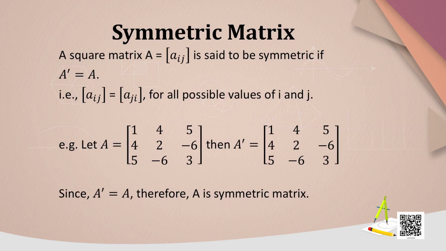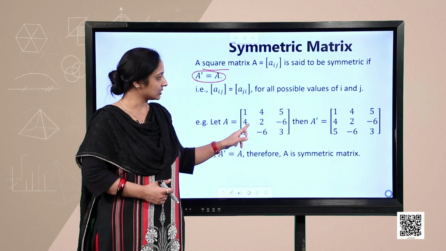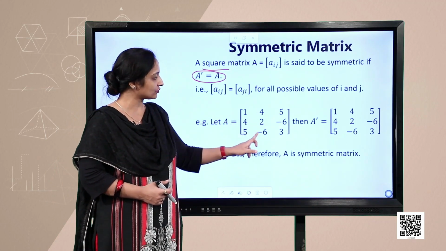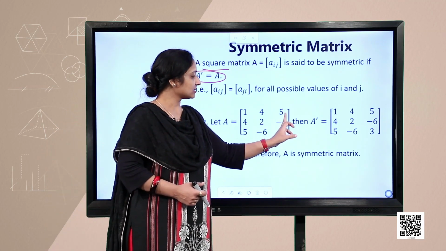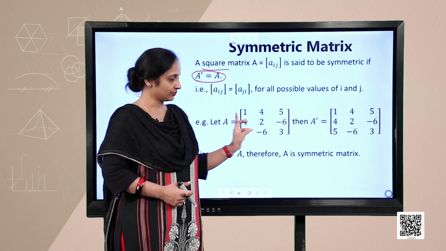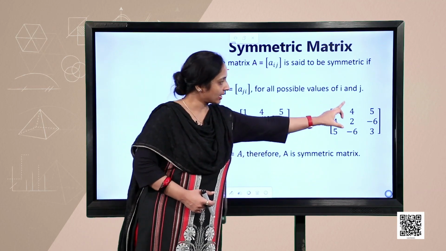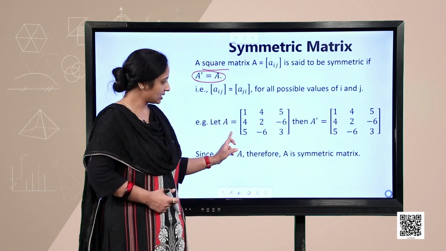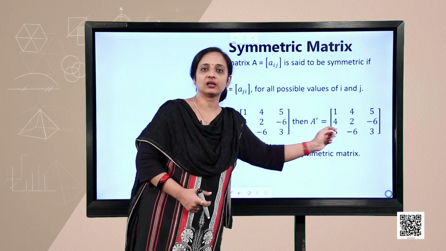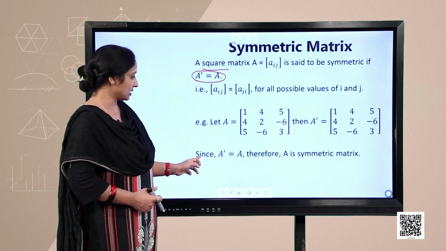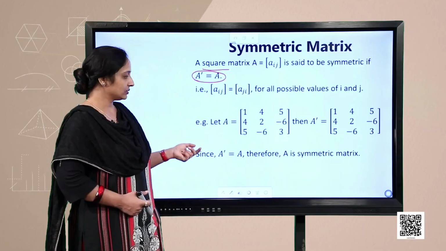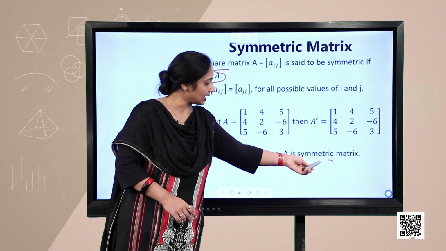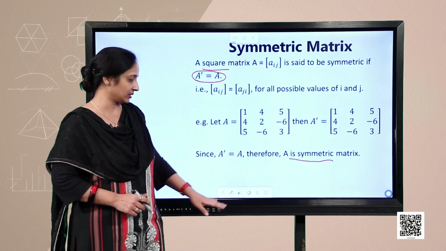Let me take one example here. Let this be a matrix A consisting of elements 1, 4, 5, 4, 2, minus 6, 5, minus 6, 3. Then you take its transpose, make this row 1 as column 1, row 2 as column 2, row 3 has been converted into column 3. Then you can see that A transpose and A, both the matrices are equal. So in that case you can say that A is a symmetric matrix.